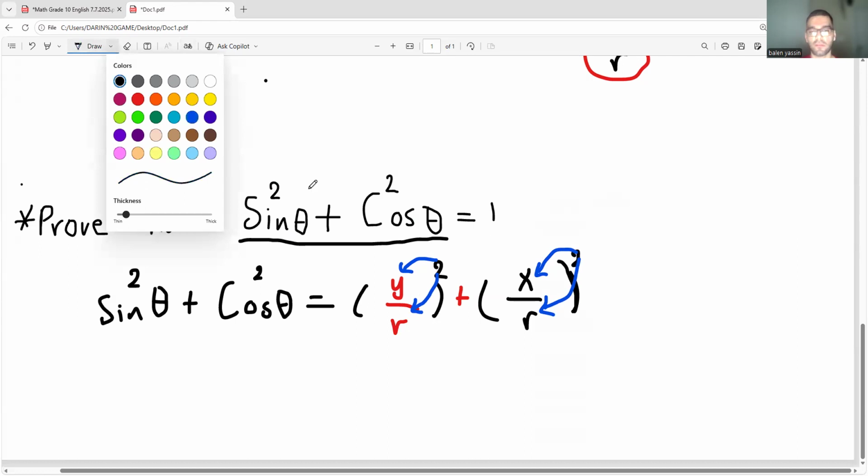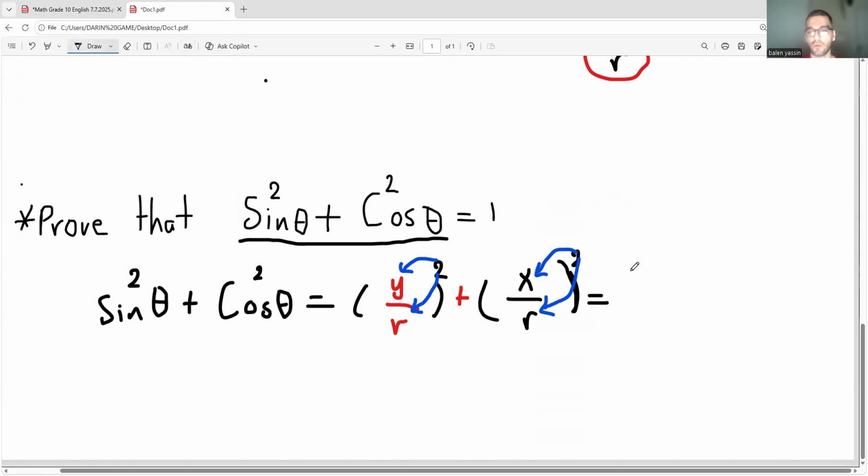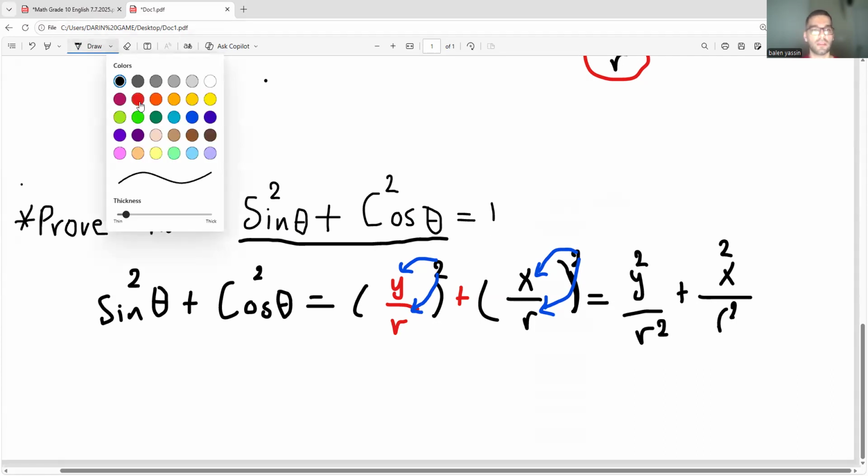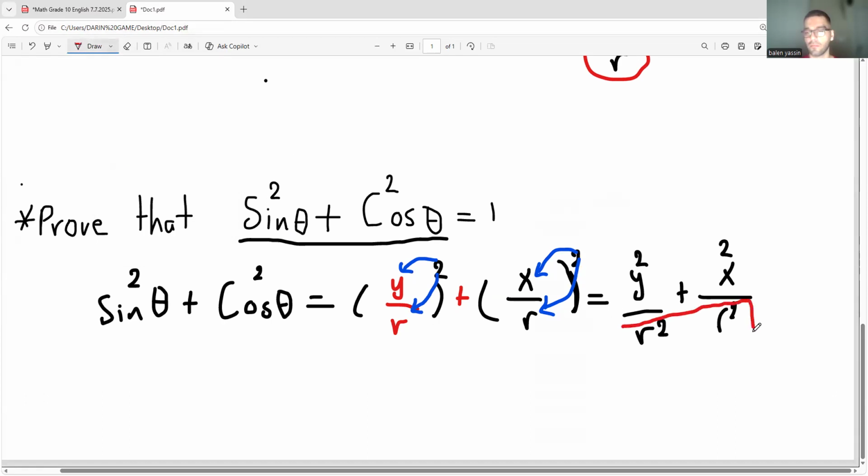So as a result of all of this, we will get y squared over r squared plus x squared over r squared. Now, if you have noticed, both of these fractions have a common denominator. The common denominator is r squared, like this. So in the next step, I can just write a common denominator for all of them. Look, first one, y squared, it doesn't make a difference. x squared plus y squared.